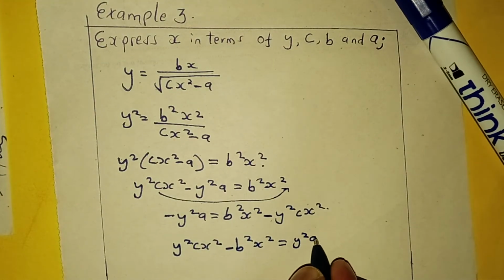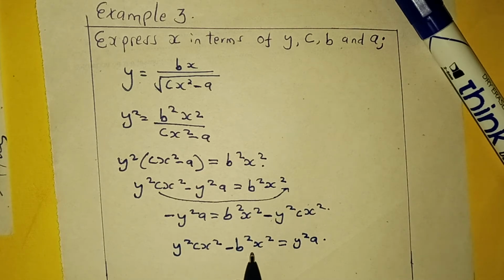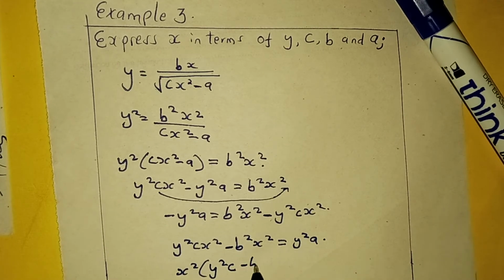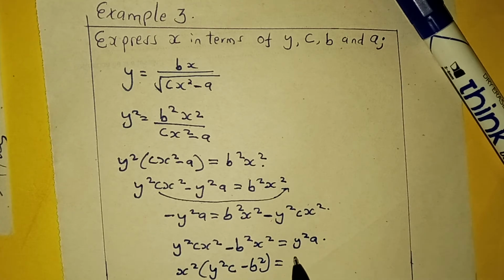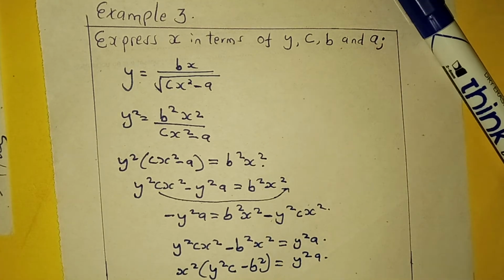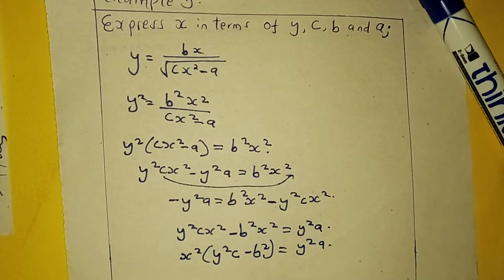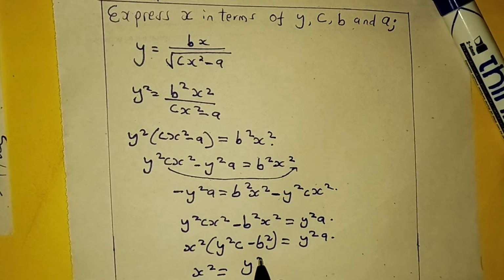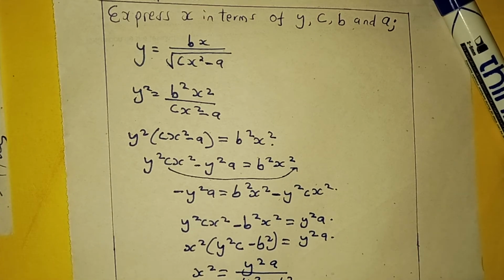y squared a. So we expand this one because x squared is common. So x squared into y squared c minus b squared is equal to y squared a. So if we want to remain with x on one side, we divide both sides by y squared c minus b squared. So we'll get x squared is equal to y squared a over y squared c minus b squared.